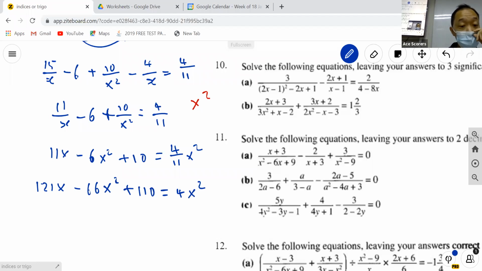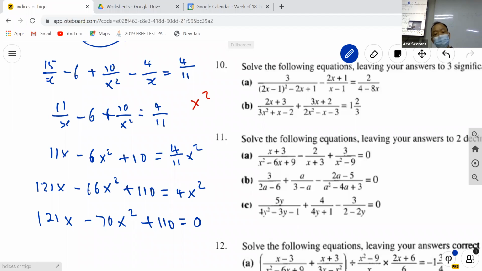Now you get a better number. You can rearrange and see what you get. So this one come here. So 121x minus 70x squared plus 110 equal to 0. Can you divide? No. So once you have that, that is a quadratic equation. Which method would you use? I will use mode 3, or I will use the general formula to solve this question. Do you get something like that?